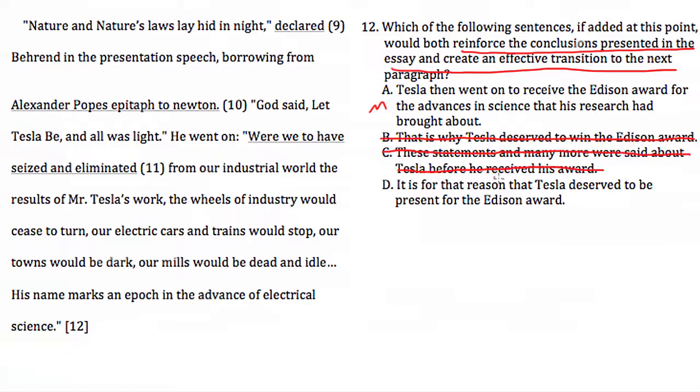D. It is for that reason that Tesla deserved to be present for the Edison Award. Well, if they're going to give him an award, he probably should be present for the ceremony. This is not a conclusion for this paragraph, and it certainly is not an effective transition to the next one. So if the other three answers are wrong, then our best answer must be A. So for question 12, choose A.